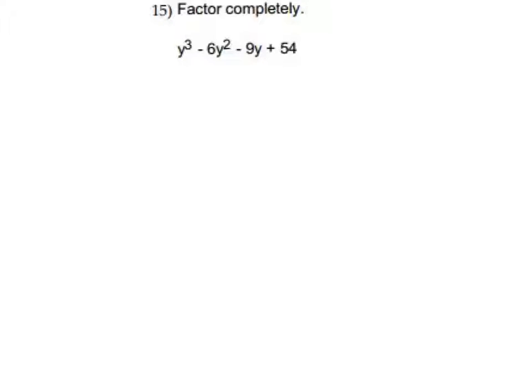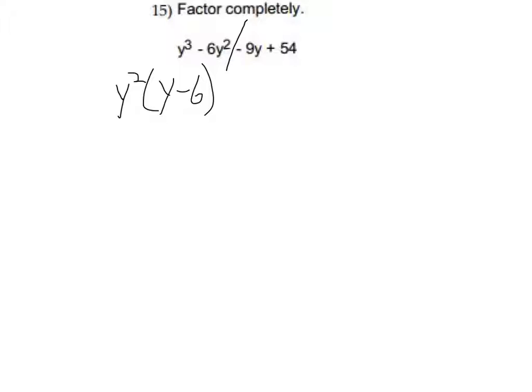Factor completely. This one has 4 terms. When you have 4 terms, you try factoring by grouping. I've grouped the first 2 and the second 2. In the first 2, there's a greatest common factor of y squared. Pull that out, y minus 6.